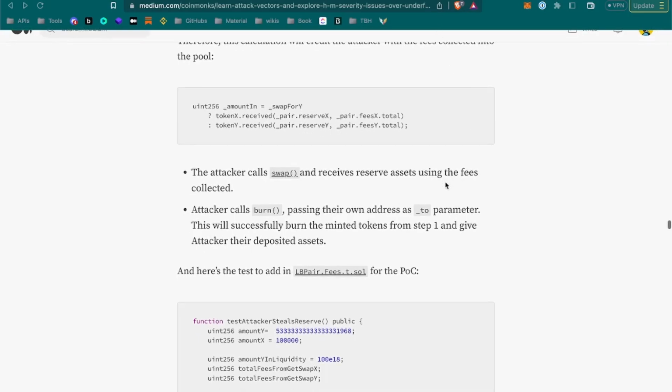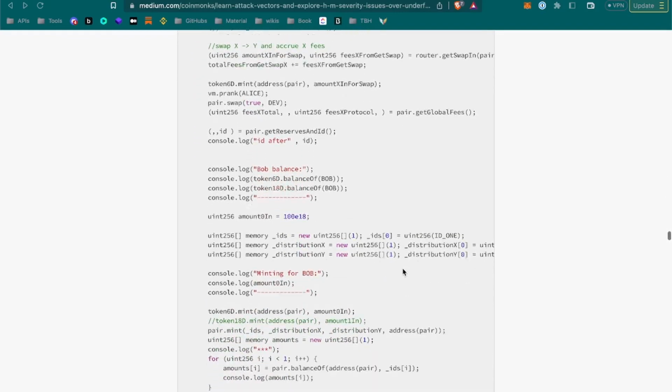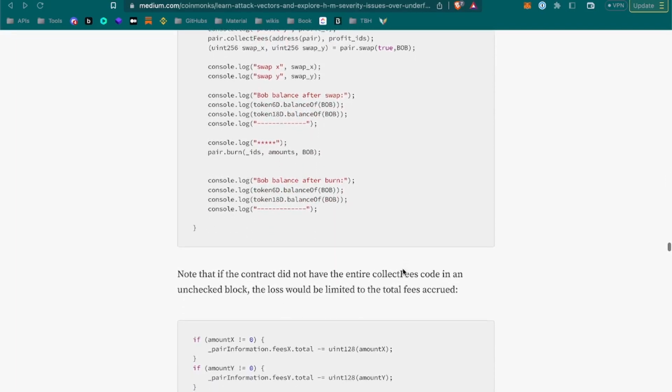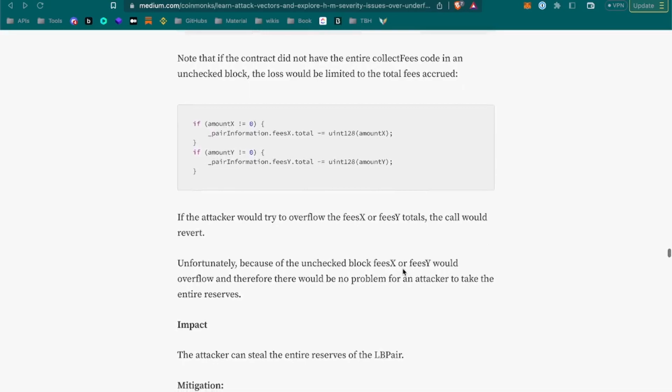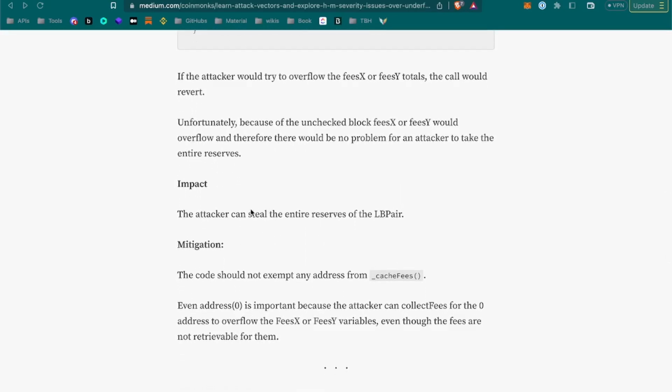But I am going to move further, because this part you can read on your own time since it's a lot of code. Let's go to the impact part. Basically the impact is that the attacker can steal the entire reserves of the LB pair. As I mentioned earlier, once you identify the clear issue, it's about investigating it and finding out the impact, and that's what will determine the severity.